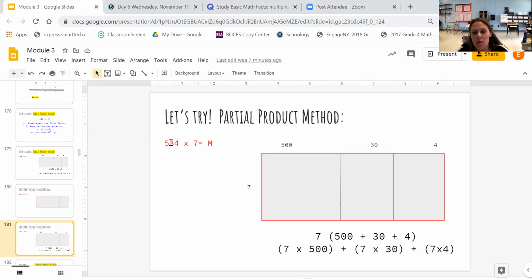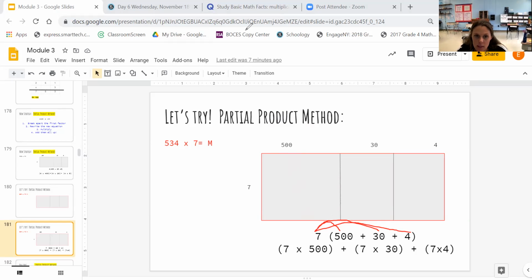So we have 500, we have 30, we have 4. We broke it apart. I like to call it rainbow writing. I don't know if that's a thing, but I like to call it that. Really, what I'm doing is I'm multiplying each place value by 7. So I'm doing 7 times 500, 7 times 30, 7 times 4. Then we add them all up, okay?